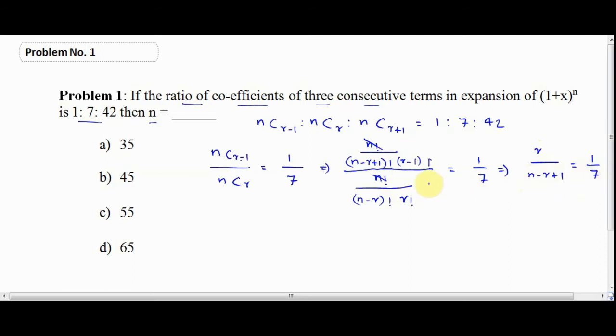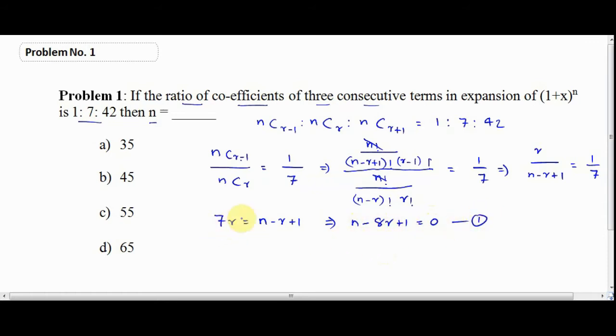Now from this, we may derive one equation relating n and r. When you cross multiply this, we get 7r on the left hand side equal to n - r + 1. So 7r = n - r + 1, that is what we get. When you simplify this, we get n - 8r + 1 = 0. So we get one equation relating n and r.